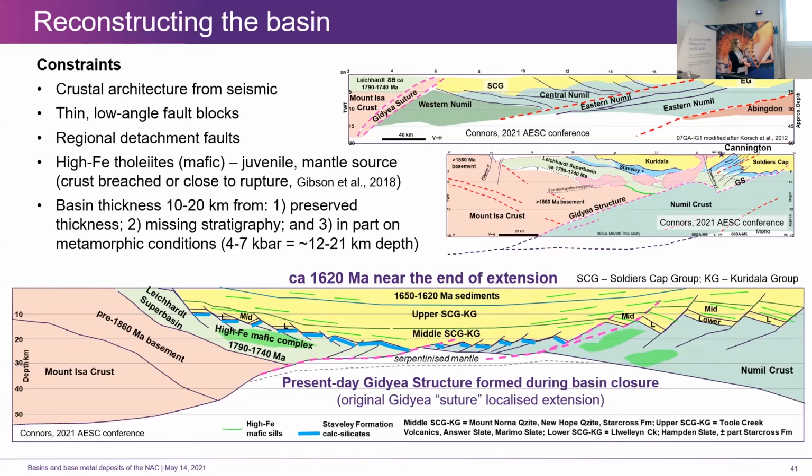And the other thing I'll point out is what we see. So this Gidja structure, you can see I'm still calling it a suture up here, that was based on the original GA interpretation. I think there was an original suture there, but what we see present day is the result of the closure of this basin.